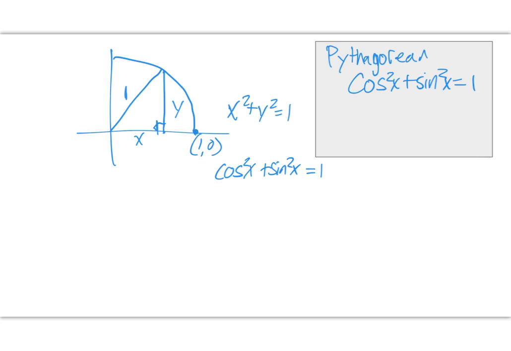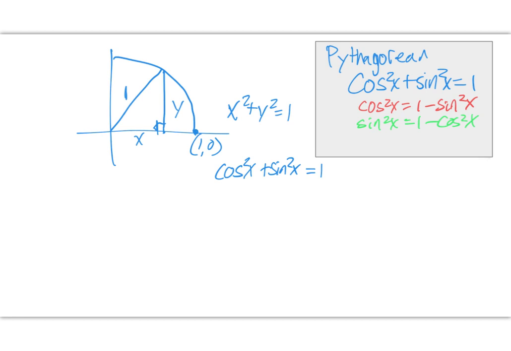We often use this in 2 other different forms, based on getting either cosine squared or sine squared by itself. Those are really, really useful in terms of what we're looking at. So we can say that cosine squared of x is equal to 1 minus sine squared x. And going the other way, we can say that sine squared x is equal to 1 minus cosine squared x.